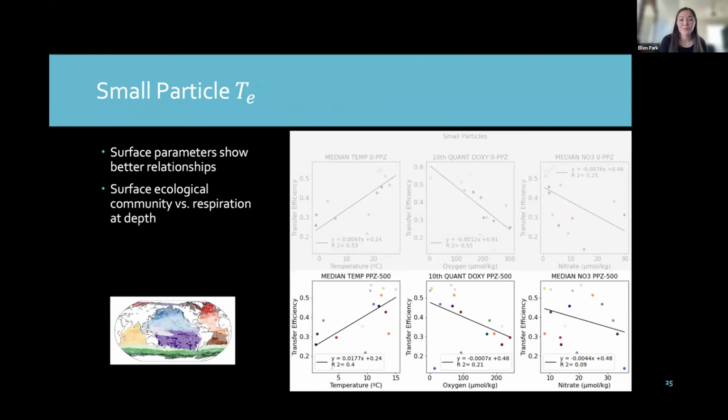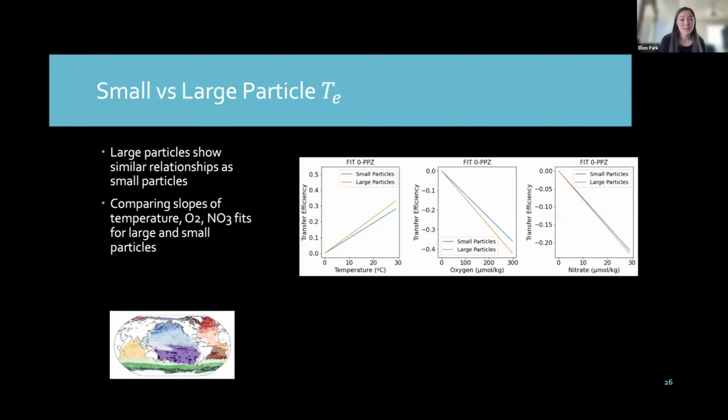As I mentioned before, these were just comparing relationships between the surface ocean parameters, but we're evaluating the transfer efficiency between the primary production zone and 500 meters. We see that these relationships are not as strong as in the surface ocean, which brings up, again, the balance of the importance of the surface ecological community and the biogeochemistry versus the actual respiration rates that occur at depth. We could do the same analysis for large particles, but I'm just going to go through this very quickly: they follow the same temperature, oxygen minimum, and nitrate trends as the small particles.